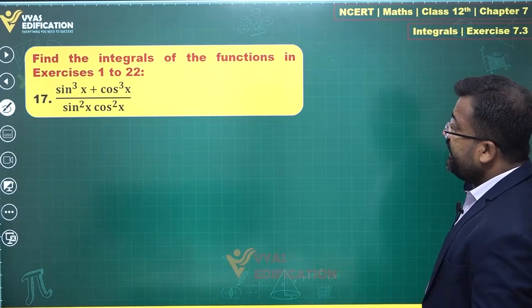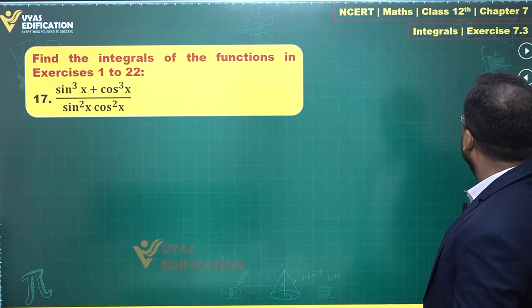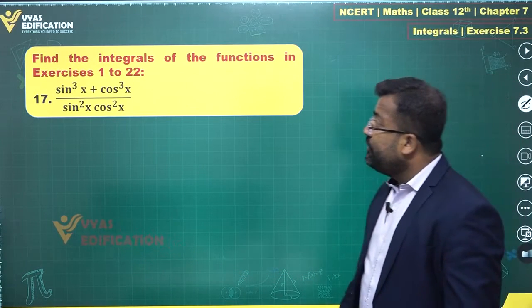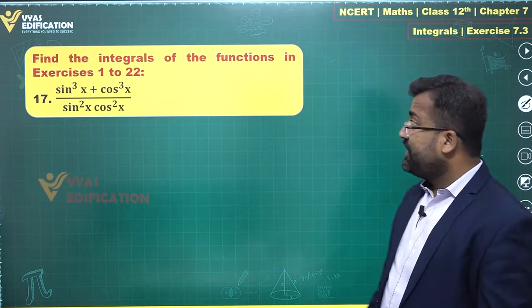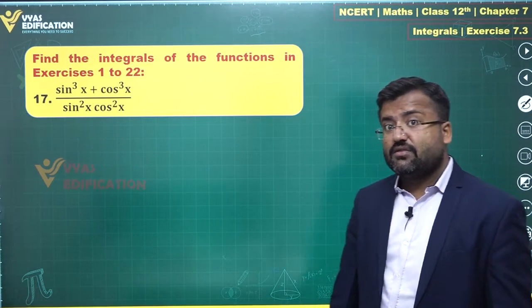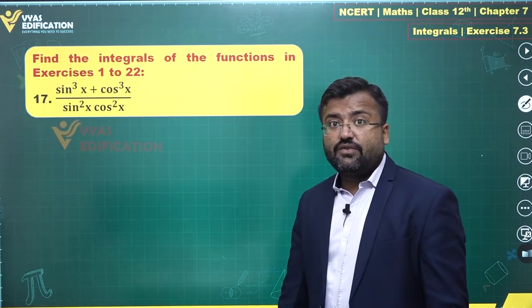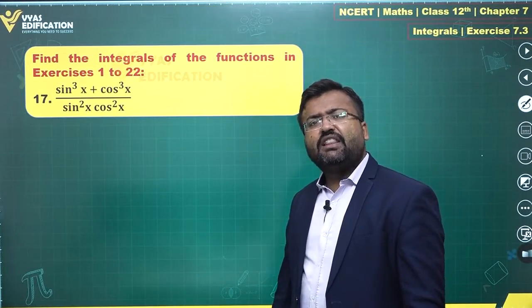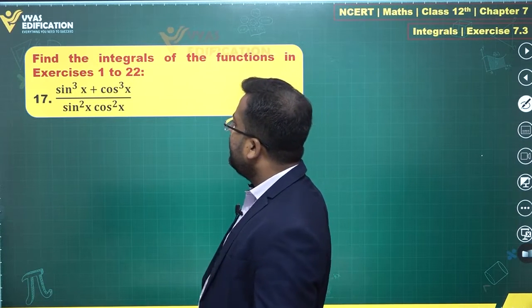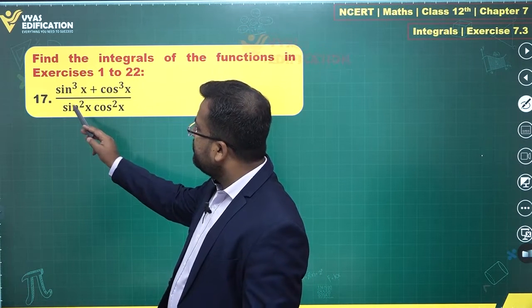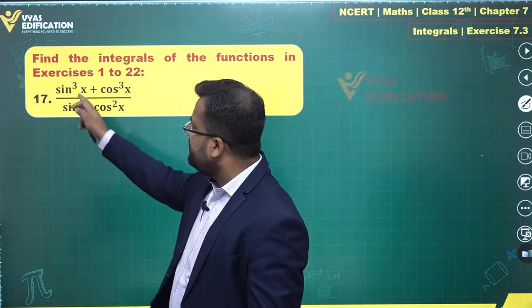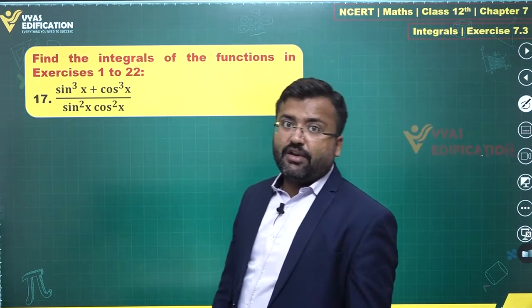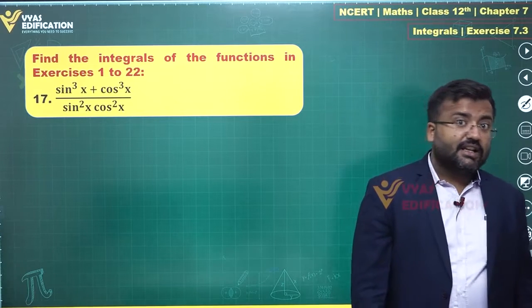The 17th question has sine cube x plus cos cube x over sine square x cos square x. How do you handle this one? For handling this, I recall seeing something similar in the first exercise. Where did we see that? Sine cube x upon sine square x will only leave a sine x in the numerator. You have sine x in the numerator and cos square x in the denominator. Yes, that can be simplified.